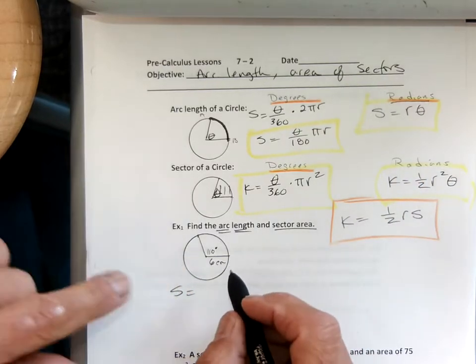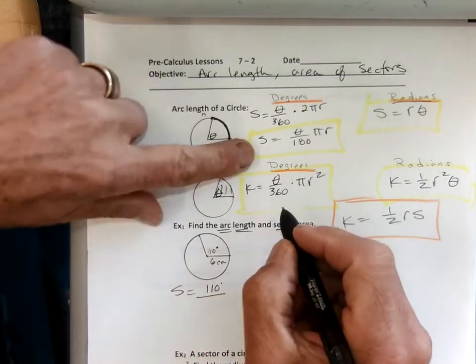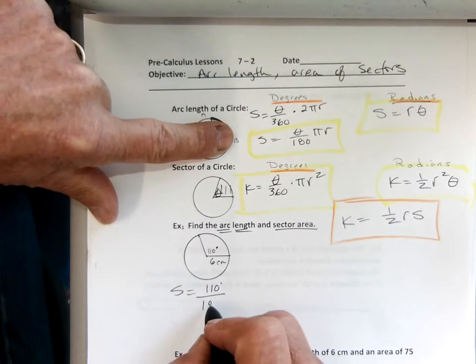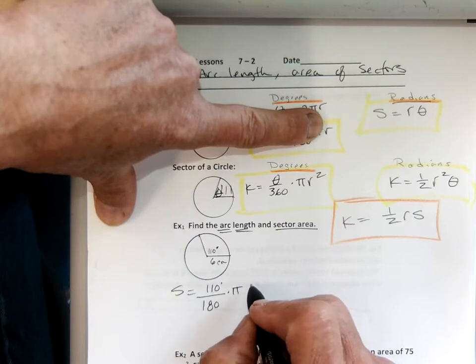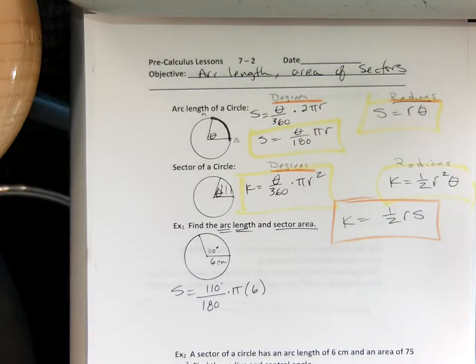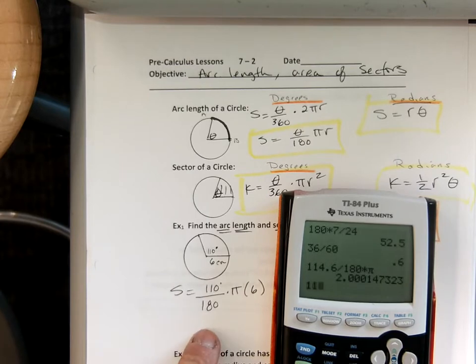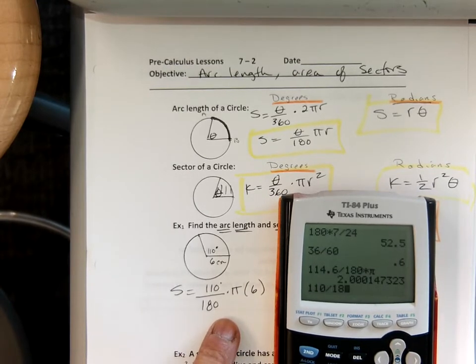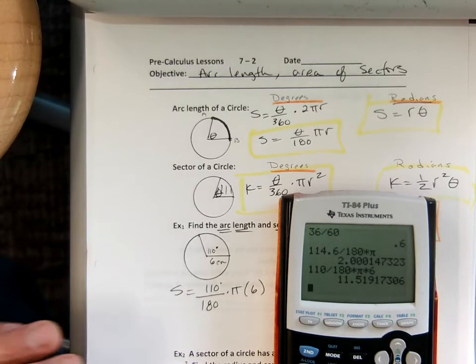So I'm going to have 110 degrees over 180 times pi times the radius, which is 6. Okay, and I'm just going to use my calculator to get an answer. So let's see. 110 divided by 180 times pi times 6, and I get an answer of about 11.52 maybe, okay?